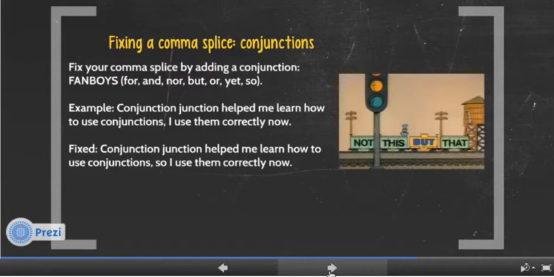To fix this, I need to see which conjunction would work best with my sentence. "For" is not going to work, "and" might work, "nor" doesn't work, "but" doesn't really work either. So you need to go through and evaluate which one you want to use. The fixed sentence: "Conjunction Junction helped me learn how to use conjunctions, so I use them correctly now." That one seemed to be the best fit out of all seven, but you need to evaluate and see which one makes sense.